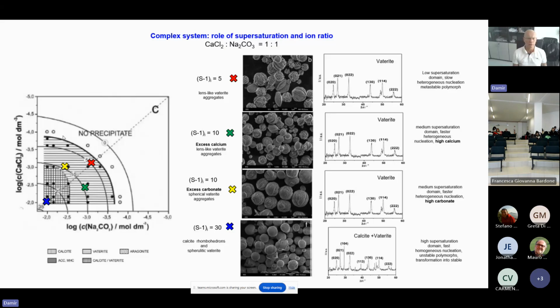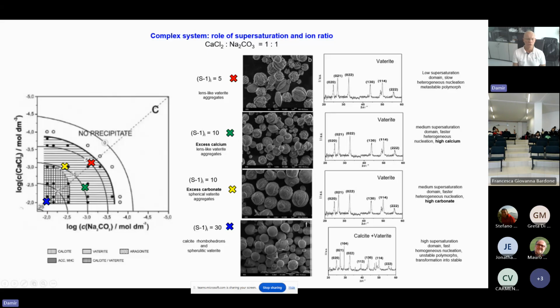In this region shown by the green cross, we have a higher calcium ratio than in this yellow region, and we obtain here lens-like vaterite aggregates as well. However, on this yellow cross, it means this is a system in which we have an excess of carbonate, vaterite changes shape to spherical aggregates.